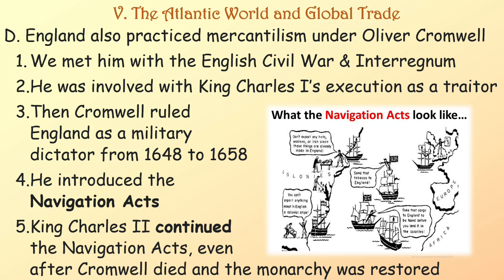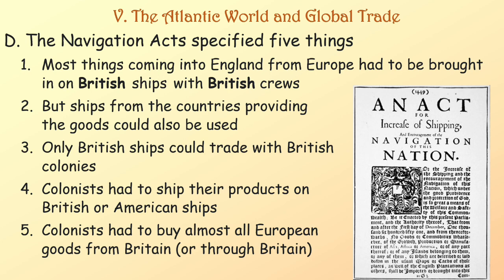King Charles II, when he came back, continued the Navigation Acts even after Cromwell was dead and the monarchy had been restored. The Navigation Act specified 5 things. Number 1, most things coming into England from Europe had to be brought in on British ships with British crews. But ships coming from the countries that were actually providing the goods could also be used. Number 3, only British ships could trade with British colonies. Number 4, colonists had to ship their products on British or American ships. And number 5, colonists had to buy almost all European goods from Britain, or at least through Britain.